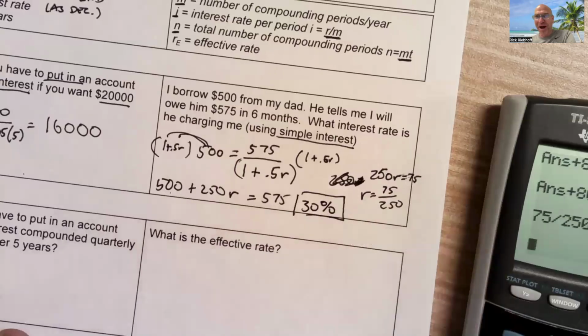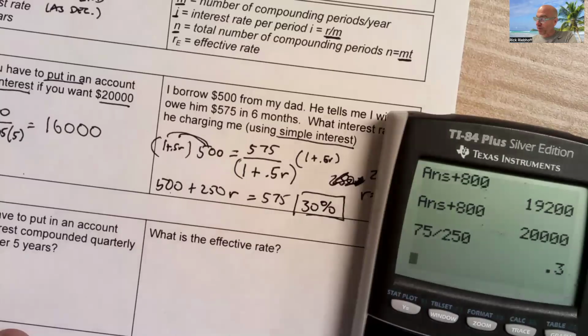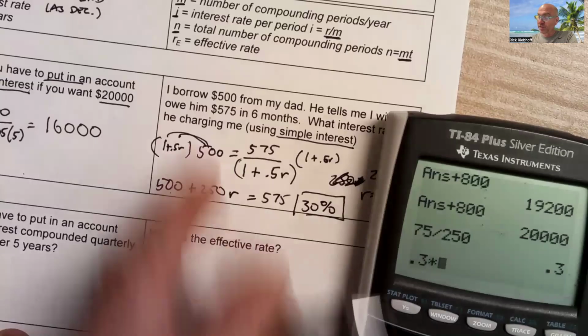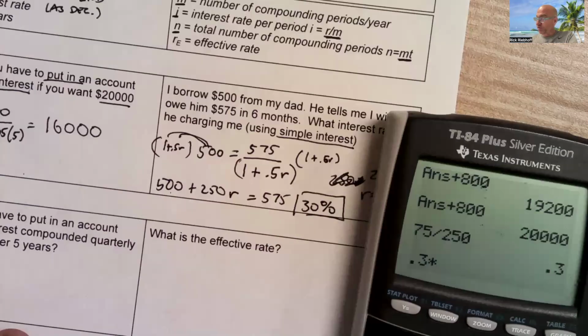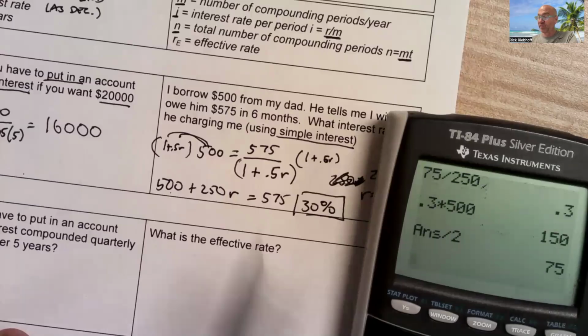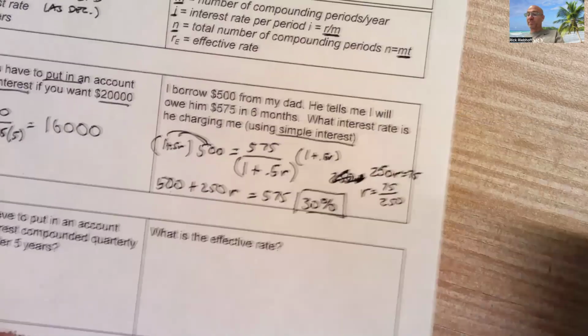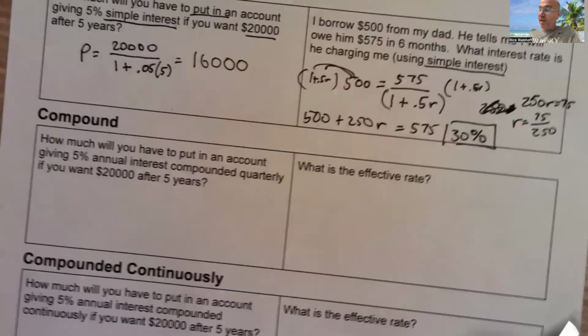Dad, that's kind of rough, dude. That's more than some really bad credit cards, right? Let's see if it works. Let's go 0.3, 30% times 500. So if I let it for a whole year, I would owe him $150 in interest, right? But it's only half a year, so we'll divide that by two, $75. So that makes sense, right? $75 in interest. Dad, that's mean, dude. Come on, bro.